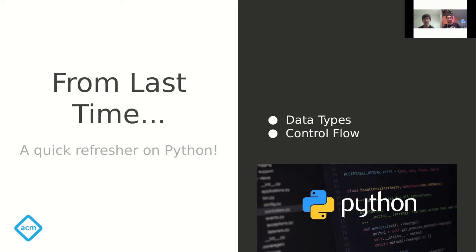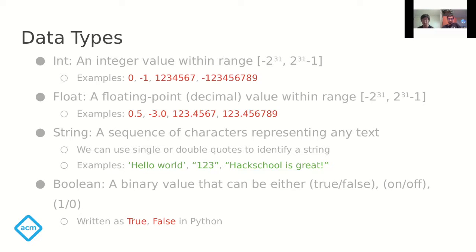As a recap from last time, we'll be going over what we learned in the last workshop, which is mostly data types and different control flows. Last workshop, we learned about the different data types available in Python. Variables can take on a number of different types of values.